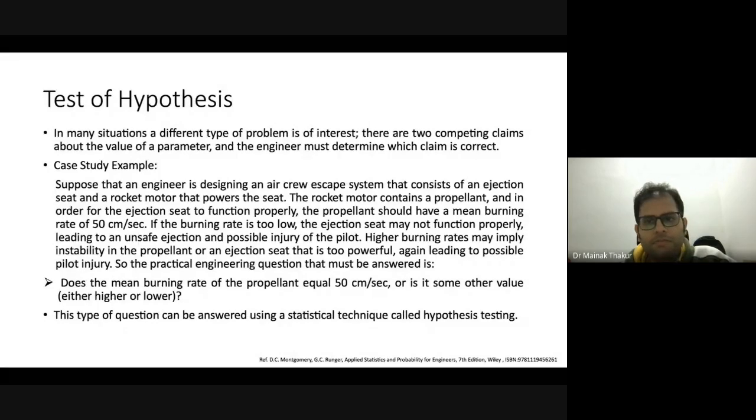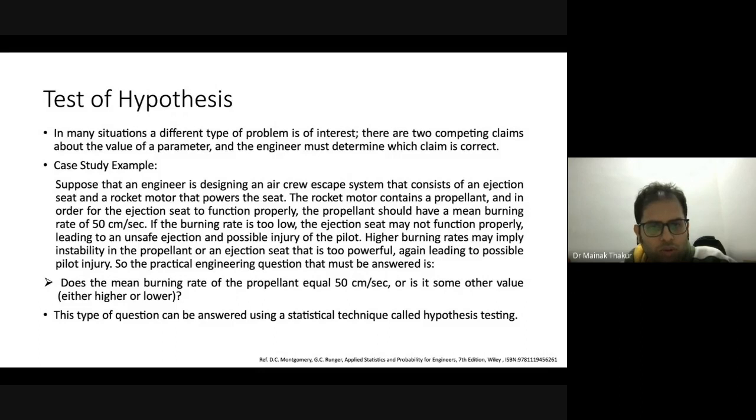One case study example, this example we are following throughout the slides. Suppose that an engineer is designing an aircrew escape system through which aircrews can escape in case of emergency. It consists of an ejection seat and a rocket motor that powers that seat. The rocket motor contains a propellant, and in order for the ejection seat to function properly, the propellant should have a mean burning rate of 50 centimeters per second.